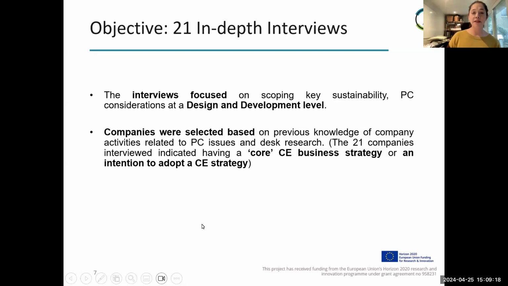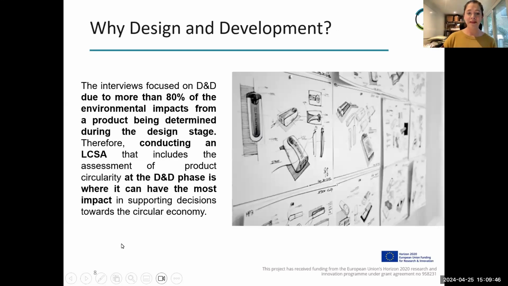So with this in mind, we conducted 21 in-depth interviews that focused solely on the design and development level. The companies were selected based on previous knowledge of company activities that were related to product circularity issues and desktop research. So the 21 companies indicated that they had a core circular economy business strategy or the intention to adopt a circular economy strategy. Next slide, please.